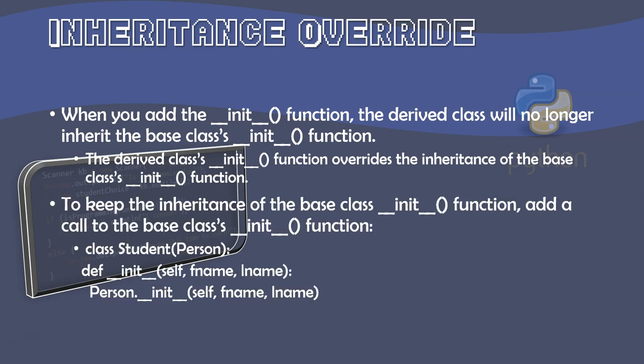If we wanted to keep the inheritance of the base class init function, we could add a call to the base class init function. So we could say class student person, def __init__ self, first name, last name, and underneath that in the definition, we could say person.__init__ self, first name, last name. So that's one way for us to preserve some of those parameters that we might have otherwise thrown out.